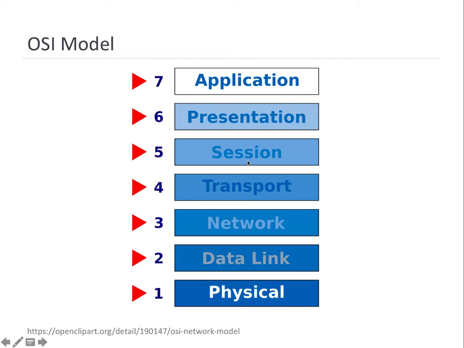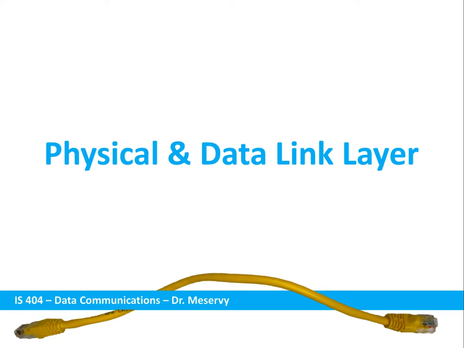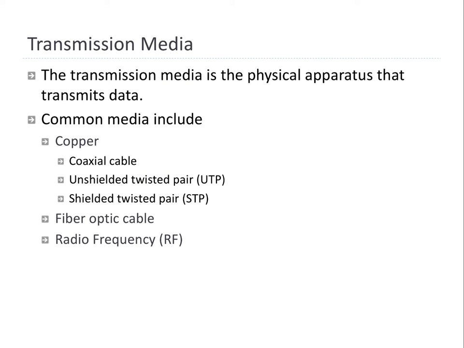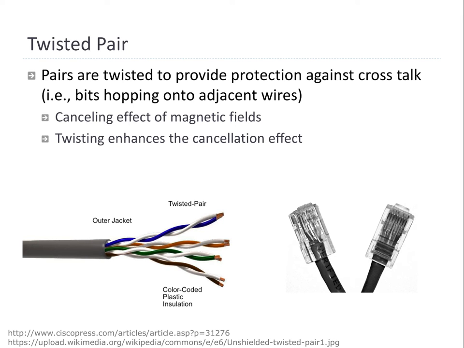We covered a lot in each of these areas except for session and presentation, but the others I'll talk about next. So on the physical and data link layer topic, primarily we talked about cabling, twisted pair, some of the issues with these being that as data travels down copper wires, it does have the inherent flaw of being susceptible to interference.